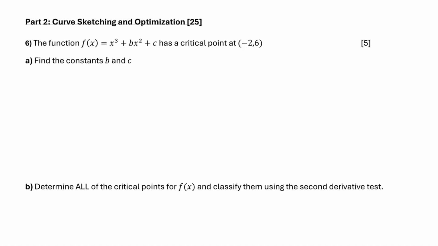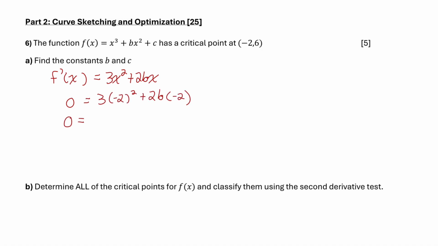So let me start by finding the derivative of this function. And when I'm doing that, keep in mind I'm treating b and c as constants. So f prime of x would be equal to 3x squared plus 2bx plus 0, right? The derivative of that constant c would be 0. So once again, if negative 2, 6 is a critical point, an x value of negative 2 should make this be 0. So let me set it equal to 0, and then sub in negative 2 for x, and then solve for b. When solving this, 3 times 4 is 12, minus 4b, which means 4b is 12, which means b equals 3.